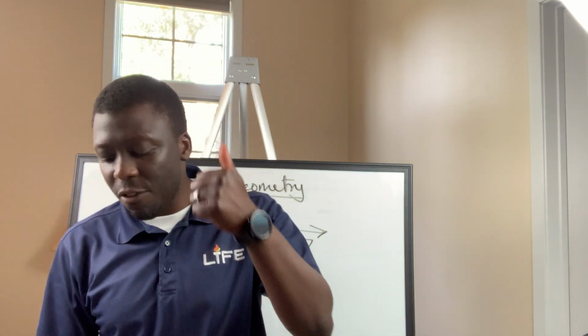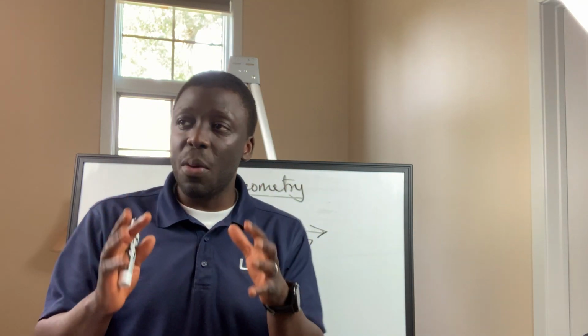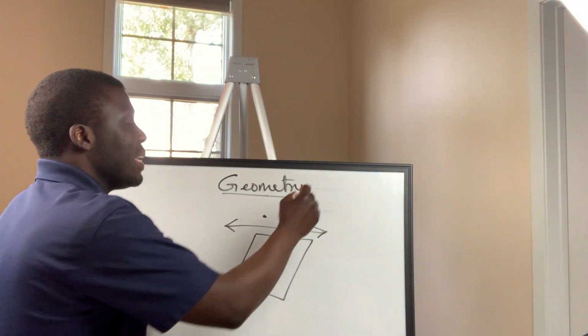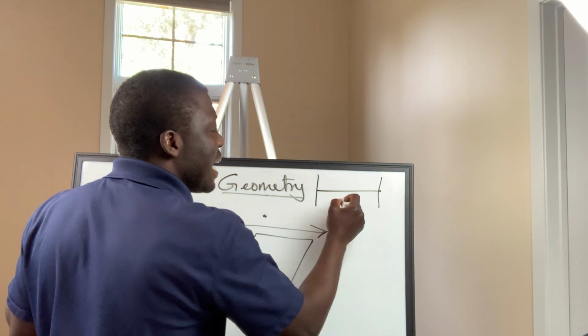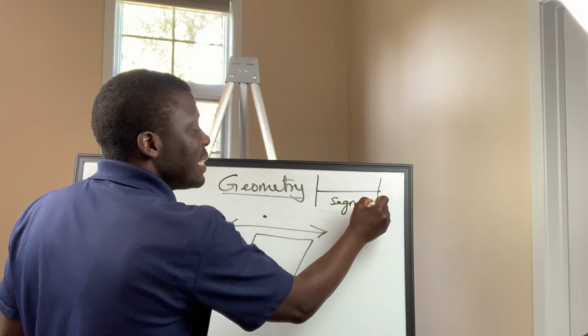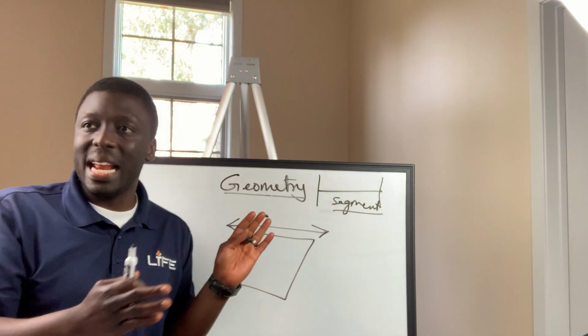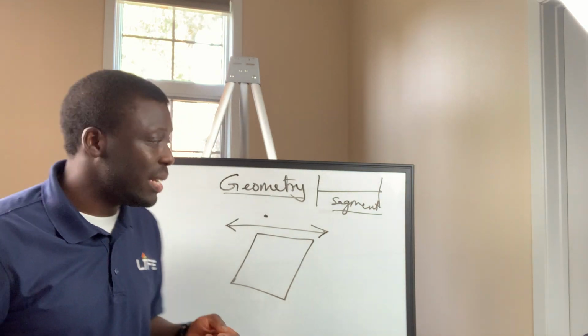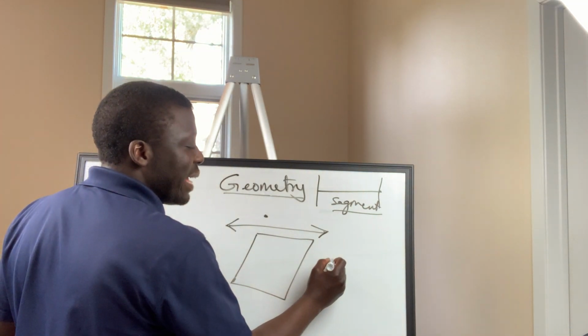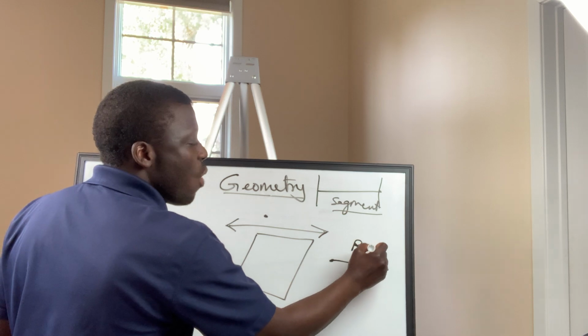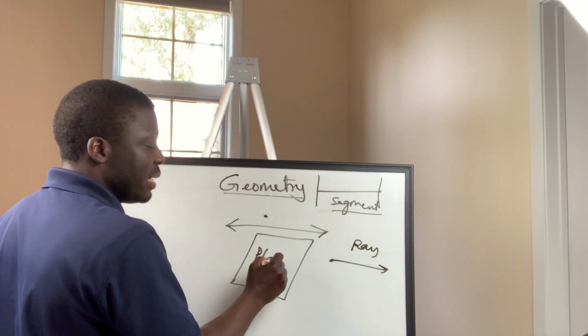So we have points, we have lines, and a few other things I want to mention before we do the overview. There's a line segment, and notice that a line segment has a beginning and an end. So that's a line segment. And then there's something called a ray. A ray has one endpoint. So this is a plane, right?